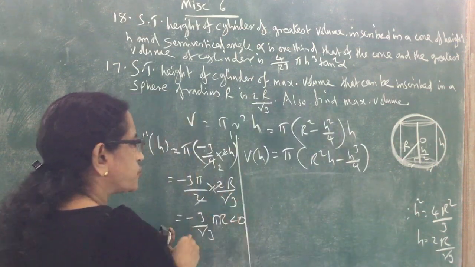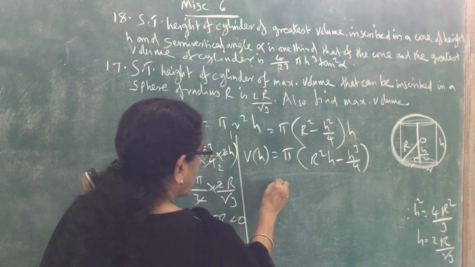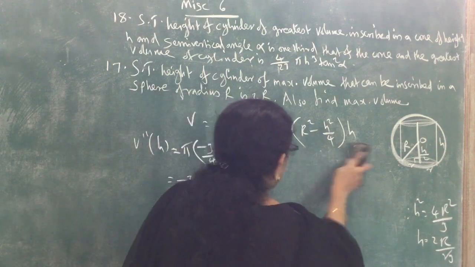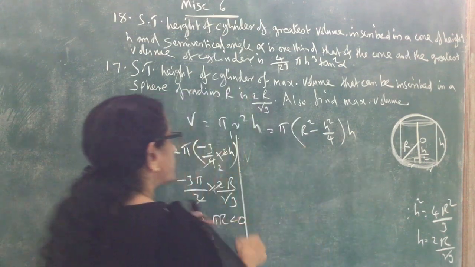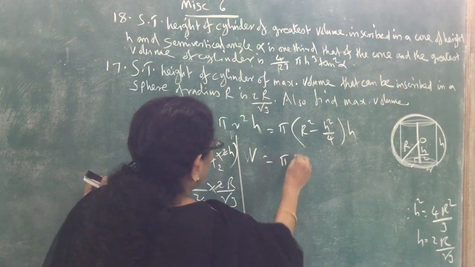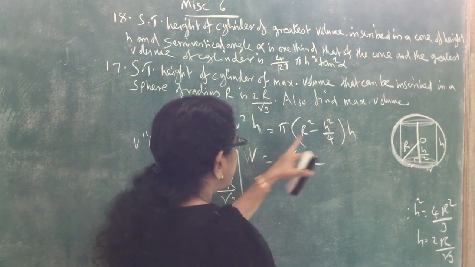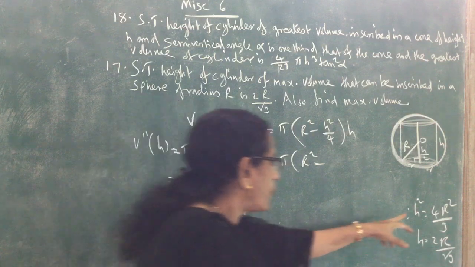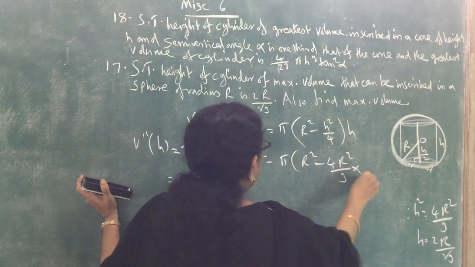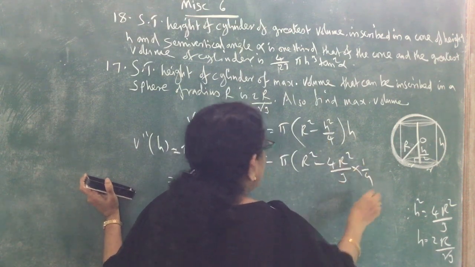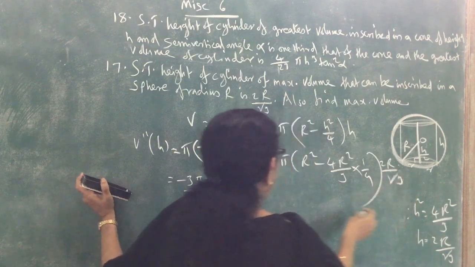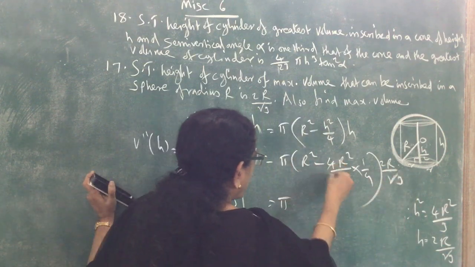So here we can substitute and find the volume. V equal to pi into... we can substitute here. So volume equal to pi into r square minus h square. What is h square? 4r square by 3, into this by 4, 1 by 4. Bracket. Then h is 2r by root 3.